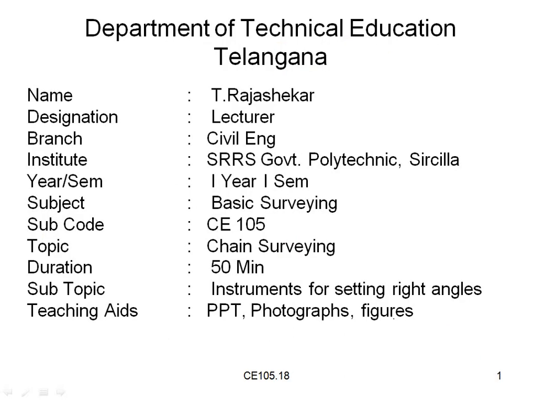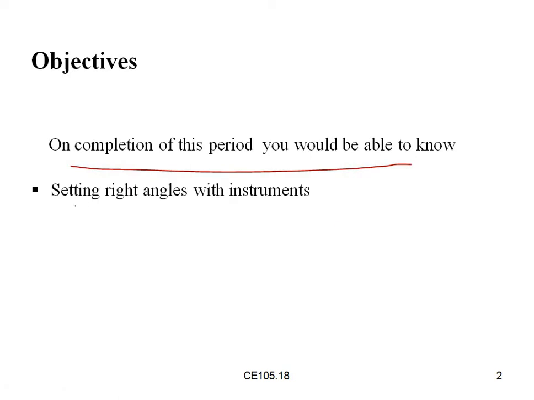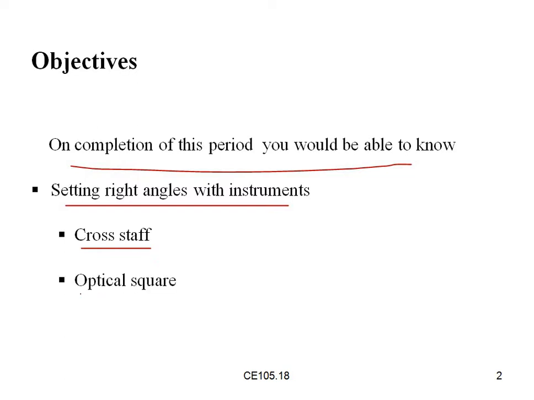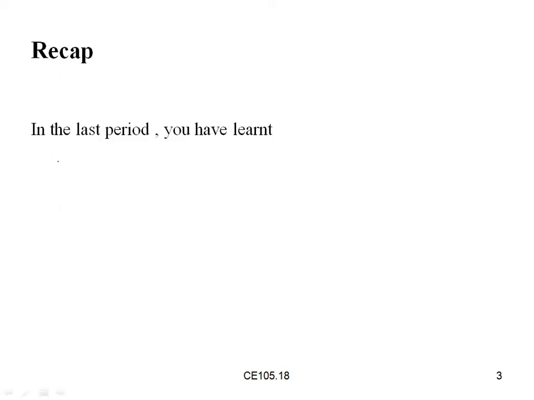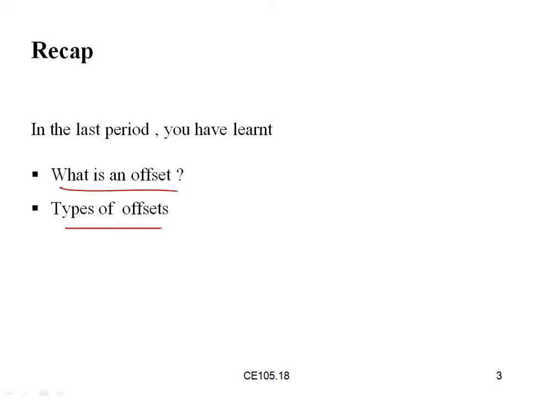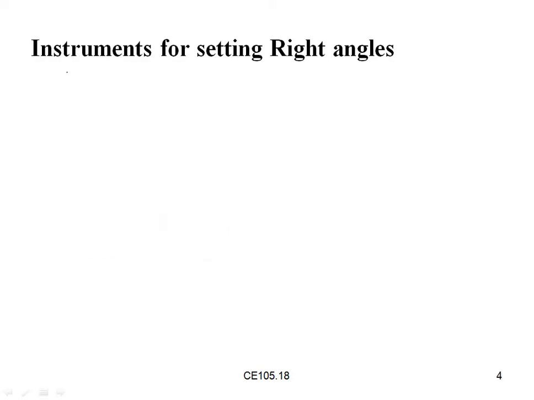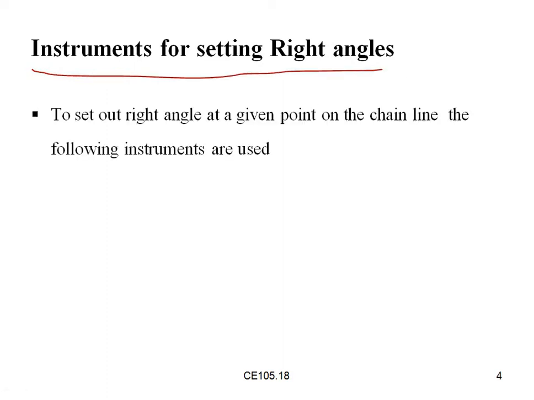Let us see now. The next topic is instruments for setting right angles. On completion of this period you will be able to know setting right angles with instruments, that is called crossstaff, optical square. In the last period we have learned what an offset is, types of offsets, and the procedure of taking an offset.